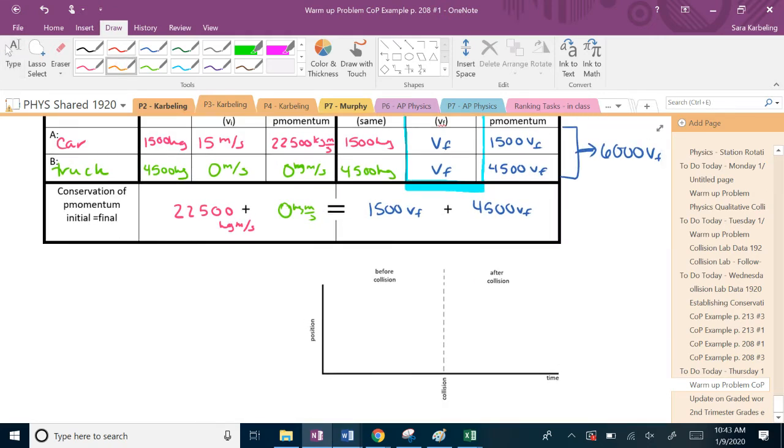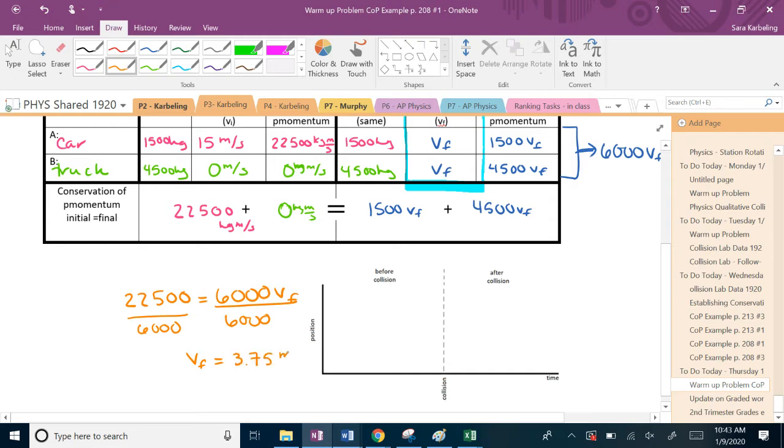So the total before is just going to be 22,500, equal to 6,000 times the final velocity. This line right here, the conservation of momentum line, is the physics. This is just algebra now, right? Solving for VF. How do I get VF all by itself, friends? Divide by 6,000. Thank you. And you find that VF is equal to 3.75 meters per second.